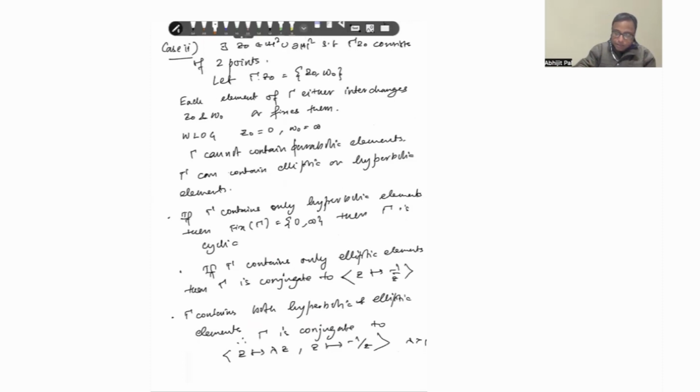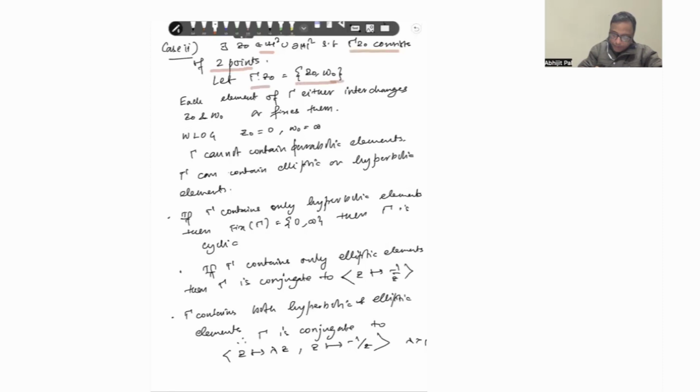So suppose there exists a point Z0 in the upper half plane union the boundary of this upper half plane, such that this orbit consists of only 2 points. So let us take gamma dot Z0, these 2 points Z0 and W0. Note that Z0 will automatically be contained in gamma dot Z0 because gamma contains the identity element. So this orbit just contains only 2 points Z0 and W0, that we have assumed.